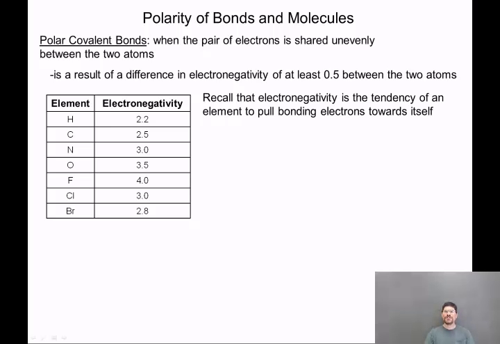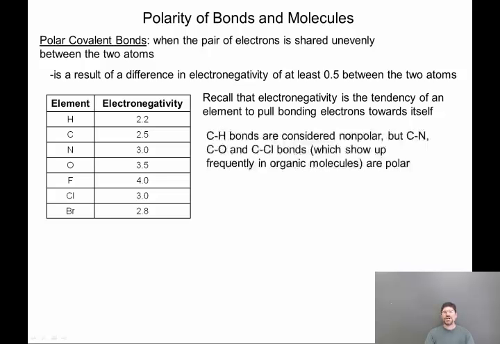Okay, recall from general chemistry that electronegativity is the tendency of an atom to pull bonding electrons towards itself. So when an electronegative element is involved in a bond, it's going to want to take those bonding electrons and pull them in towards itself. So, based on our criteria, C-H bonds are going to be considered nonpolar because the electronegativity difference is only 0.3. But carbon-nitrogen, carbon-oxygen, and carbon-chlorine bonds, which occur very frequently in the world of organic chemistry, are considered to be polar bonds.